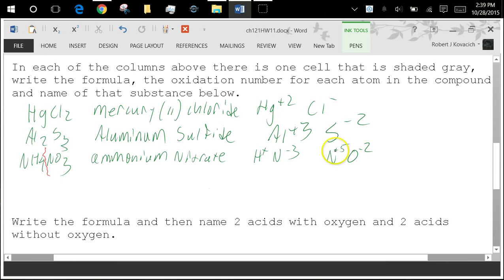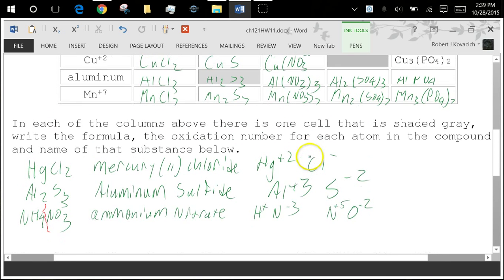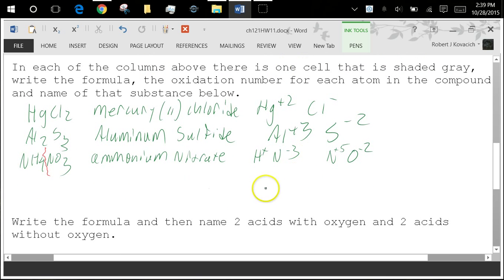And then the last one. With those, you always have to separate them out. You can't just split the polyatomic ion and then put the charge for that. No, because I asked you for the oxidation number. It says for each atom. Otherwise, that would have been okay.